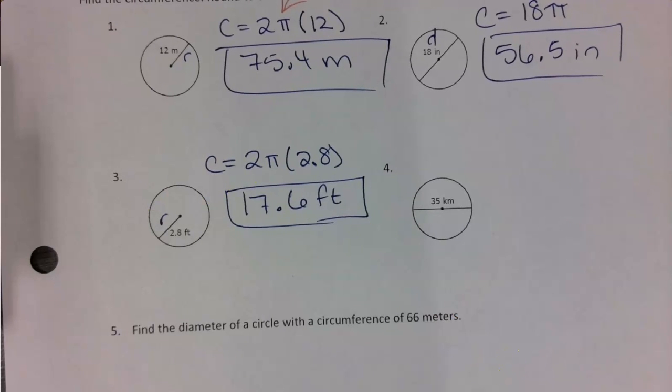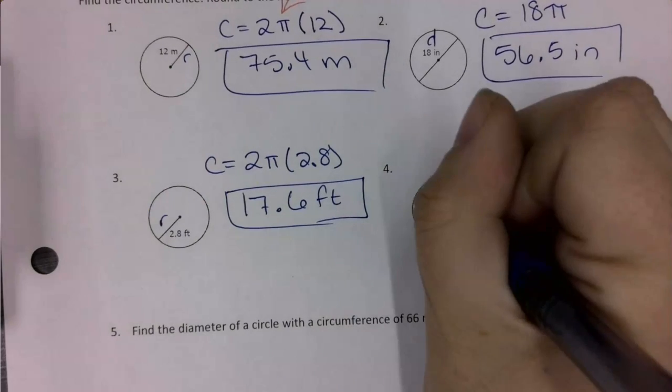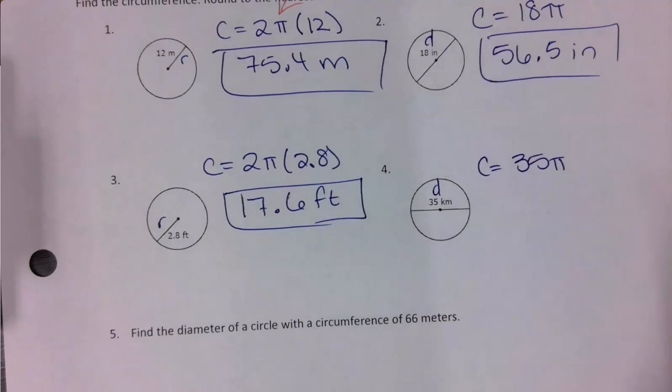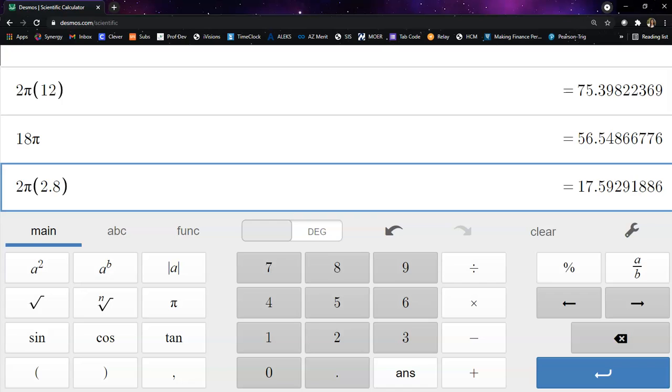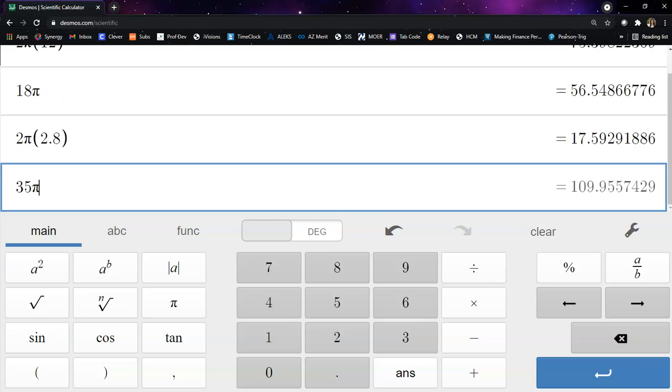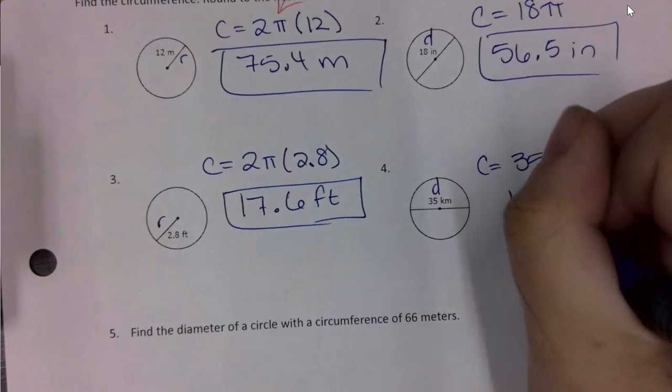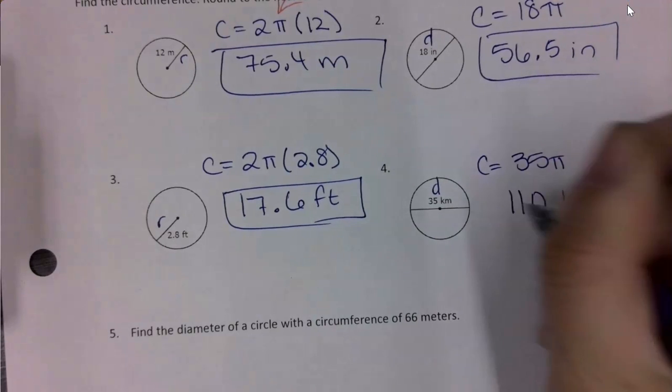Okay. Number 4 gives me a diameter. So I'm going to do c equals 35 pi. And then I can go ahead and type that into Desmos. Which gets me this one. Because the number after the 9 is a 5, it's going to round that 9 up to a whole number. So this is going to round up to 110. So this one is going to be 110 kilometers.